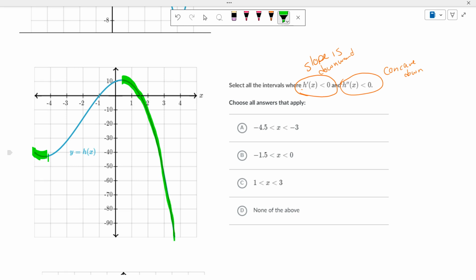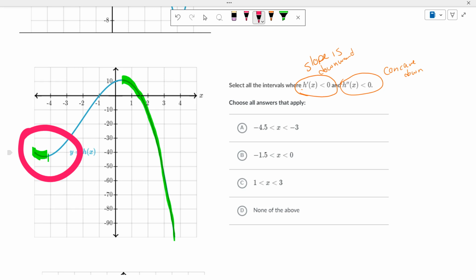Okay? Now, where's the slope negative and it's concave down? Well, right here, it's concave up because the cup will fill up. Okay? You can put water in the cup, so it's concave up. Okay? When the water is pouring out of the cup, when it falls out of the cup, it's concave down. So it's concave down here. So it's from here on over.